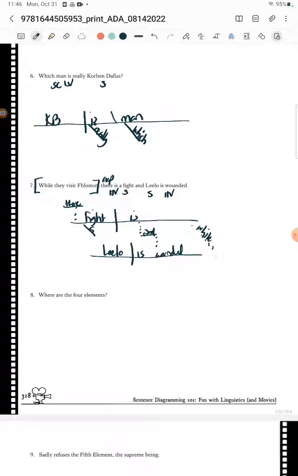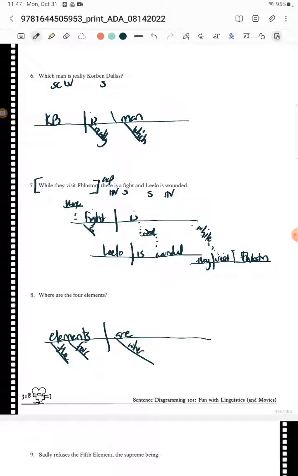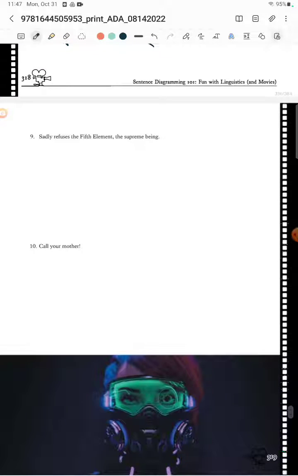And then that happens while what? While they visit. I need my while to go. And then what are they visiting? Oh, Floston. Cool. While they visit Floston, a fight occurs, right? A fight is. And then Lilu is wounded. Okay. Where are the 4 elements? The 4 elements are where? Right, so remember, it's a question. You just answer it super confidently. So we're like, the elements, the 4 elements, the elements are, and then where is an adverb telling me where. Right? I should make this obvious. Where, capital W.